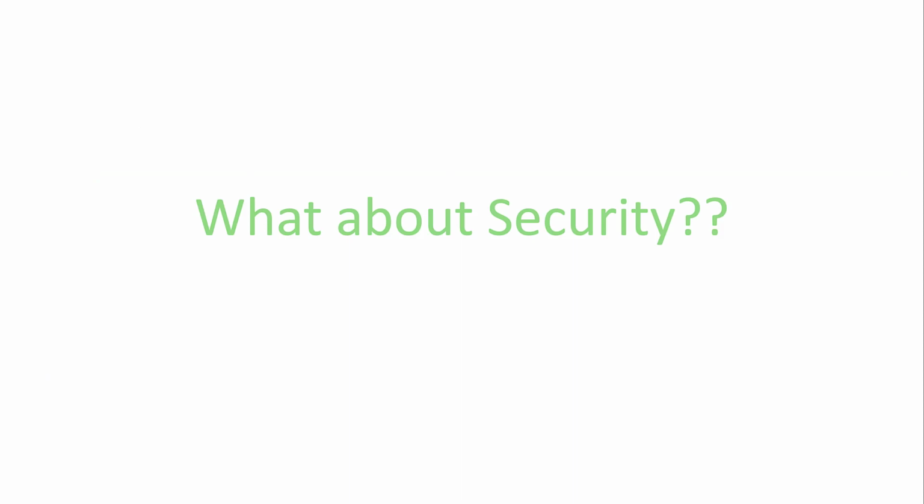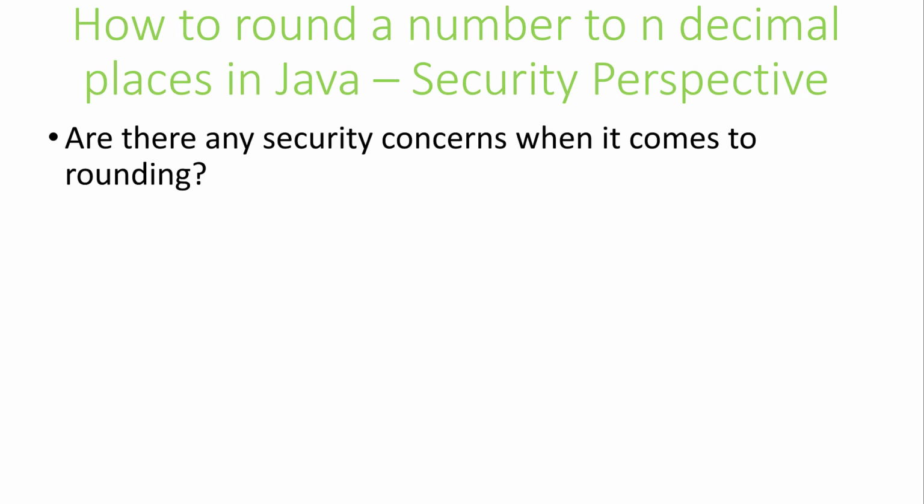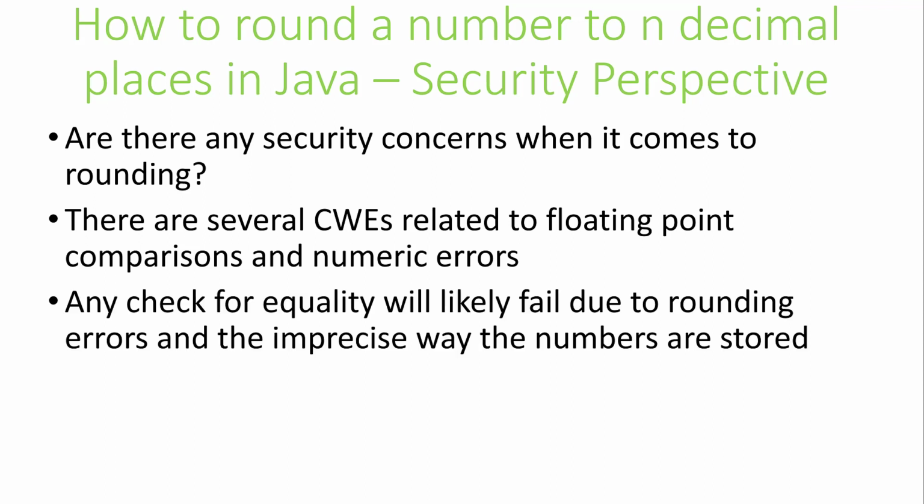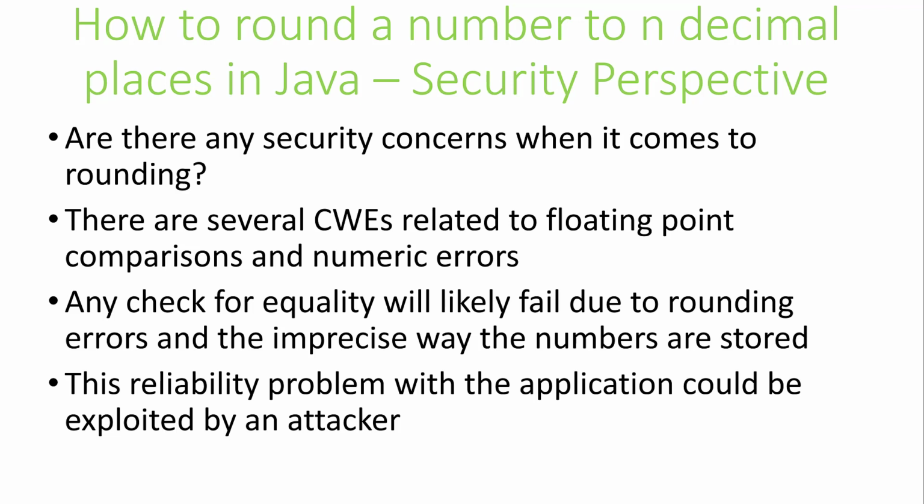When it comes to security, are there any concerns when it comes to rounding numbers? Yes, there are several CWEs related to floating point comparisons and numeric errors. Any check that's done in code for equality of floating point numbers will fail, perhaps intermittently. This may cause an application to fail, or at best behave erratically due to inaccuracies of floating point numbers. The net result is an application that is unreliable, and using the knowledge, an attacker could exploit the flaw, causing it to fail, be unavailable, or use the rounding errors to steal small amounts of money, sometimes called a salami attack. This kind of attack was made famous in the movies Superman 3, Sneakers, and of course Office Space.